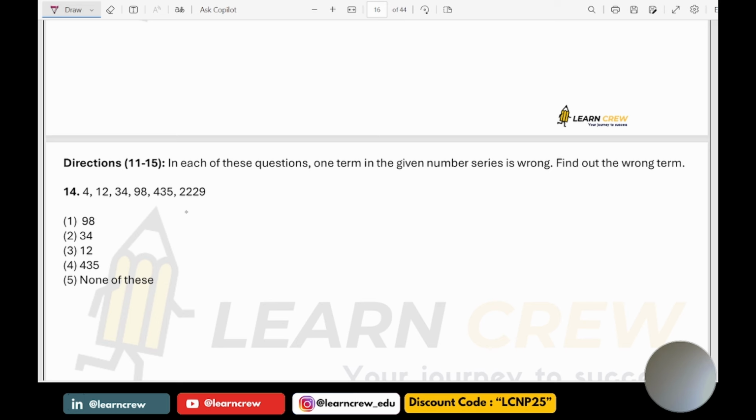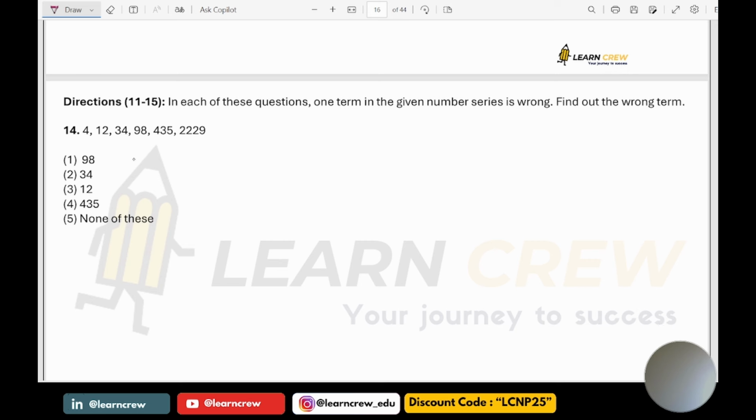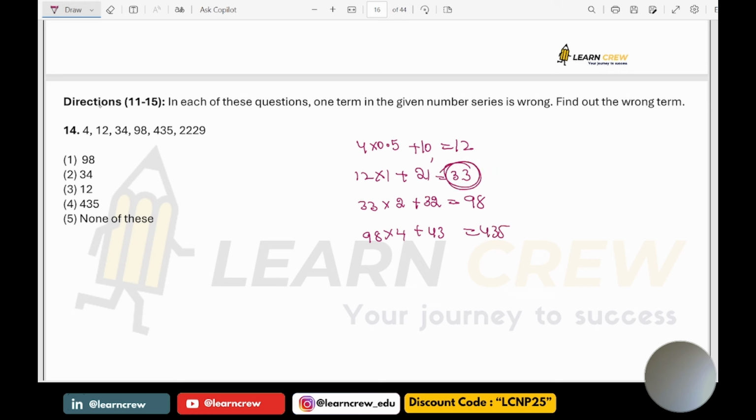Next, 4, 12, 34, 98, 435, 2229. Which is the wrong term? 4 becomes 12. 4 into 0.5, 2 plus 10 is 12. 12 into 1, 12 plus 21 is 33. 33 into 2, 66, again increased by 11, means 32, which is 98. 5 becomes 1, 1 becomes 2, 2 becomes 4, 32 increased by 11, 43, which is 435. So 98 and 435 are correct. 33 is the correct term, 34 is the wrong term.